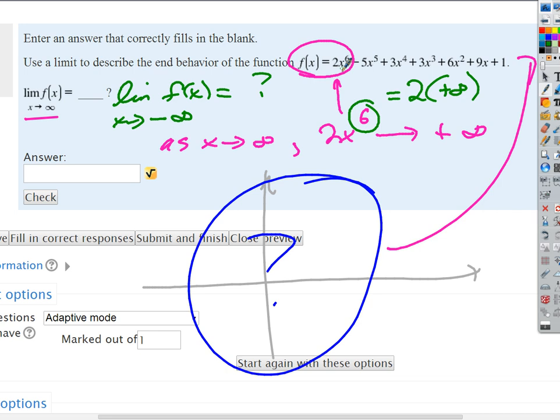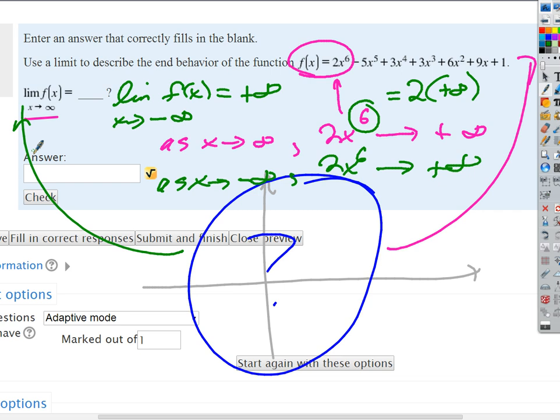Okay? And so we end up with the statement we could make here. This is also going to be positive infinity, or if we write it this way, as x approaches negative infinity, 2x to the 6th approaches positive infinity. So out there, it's going to go up like that, right? So you'll have 2 answers.